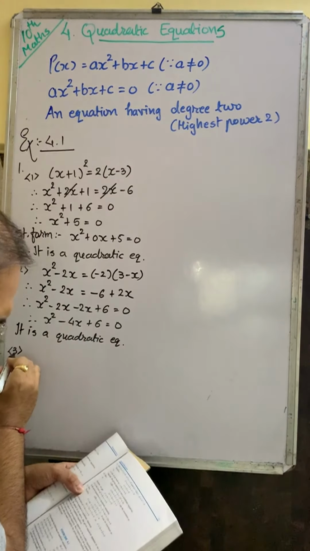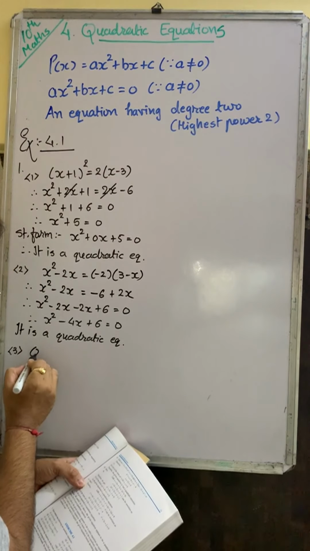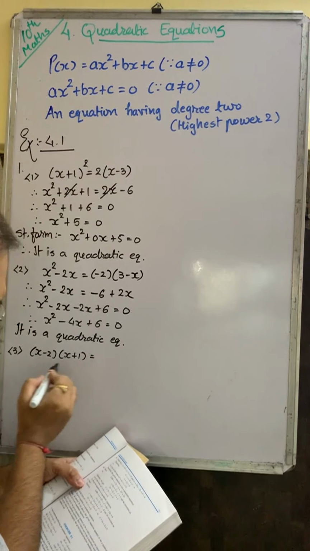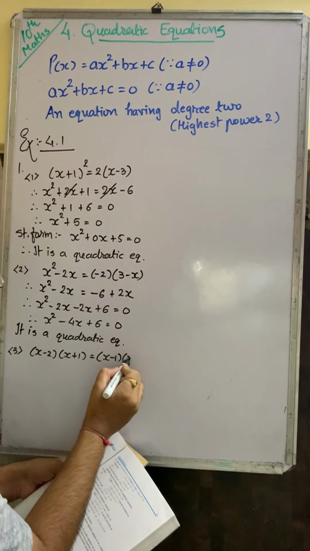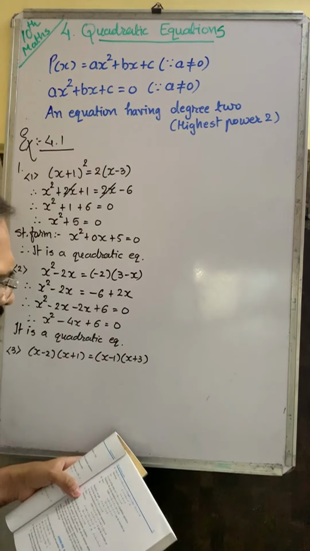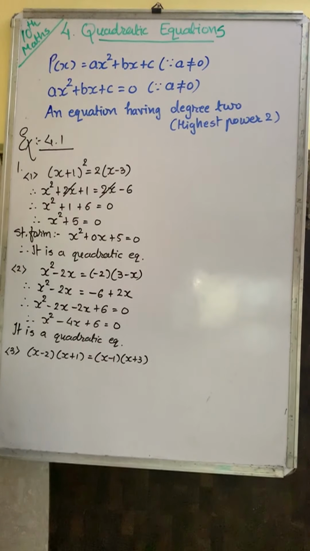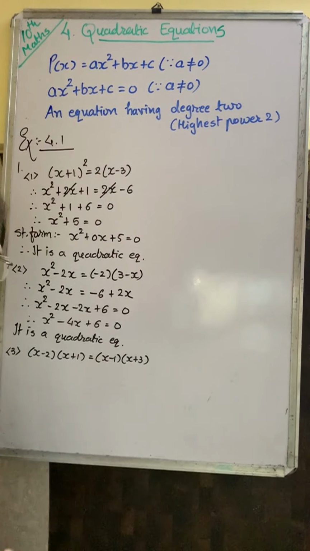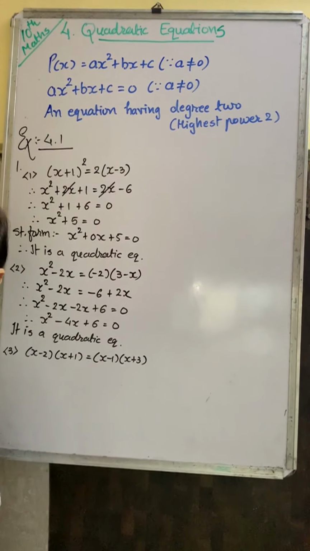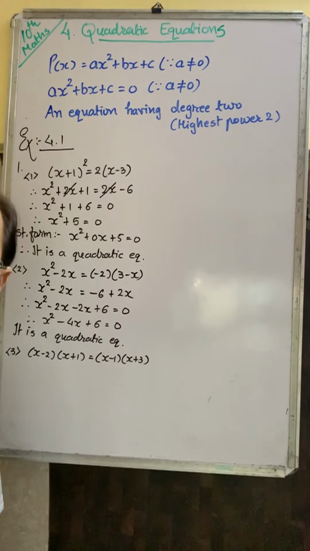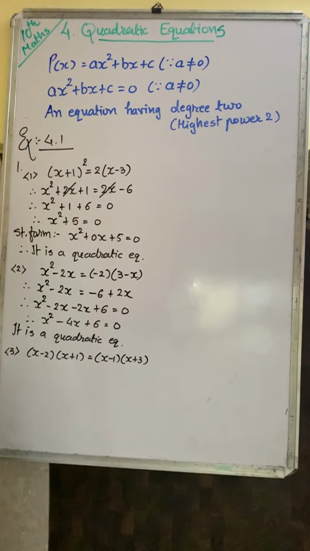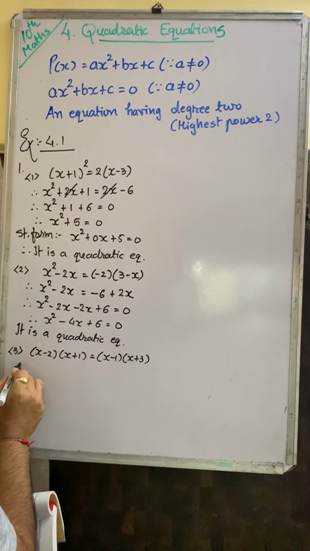Third number: (x - 2) into (x + 1) is equal to (x - 1) into (x + 3). See, when you open the brackets on the left side and right side, you will get the first term x², left side also, right side also. Both the sides have the same term, so we cancel it. So x² will be cancelled, and so the remaining is not called a quadratic equation. See, how is it possible?